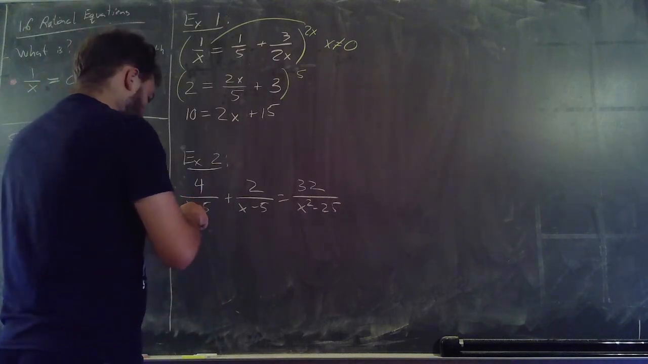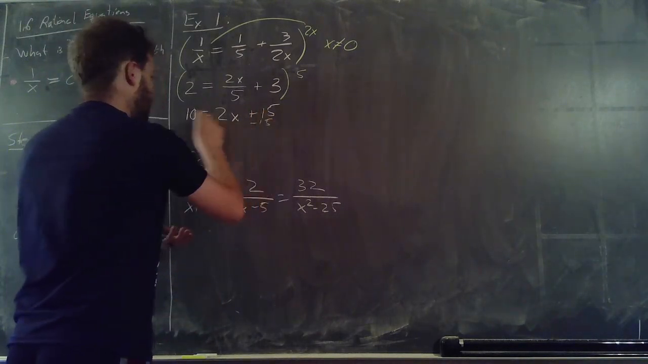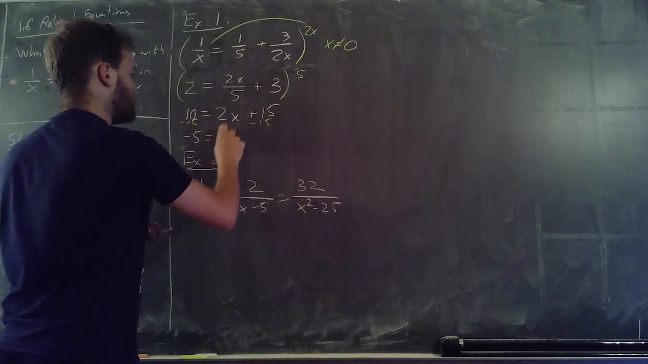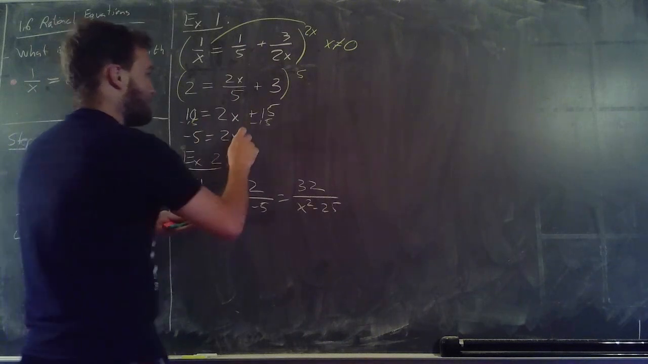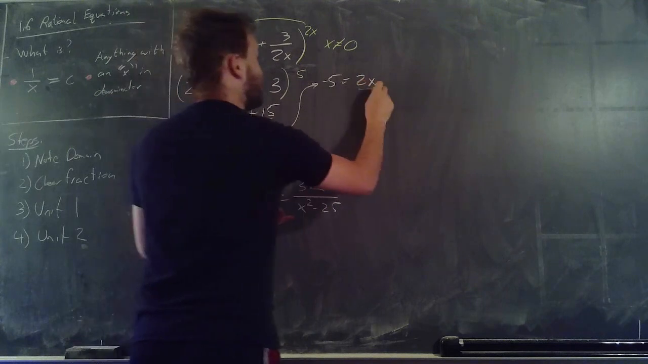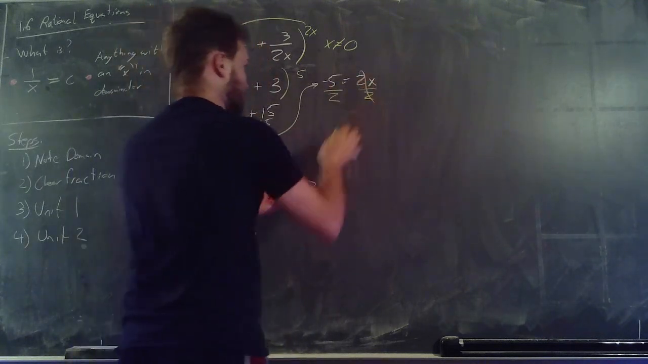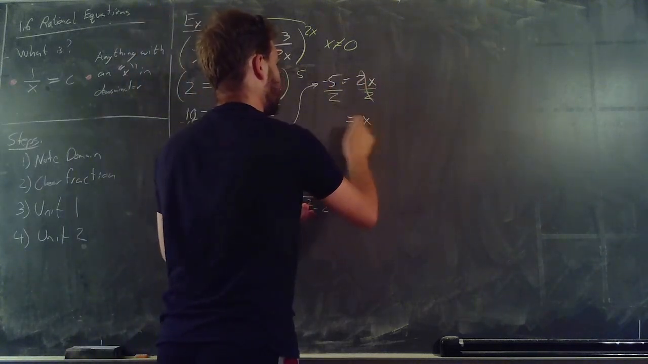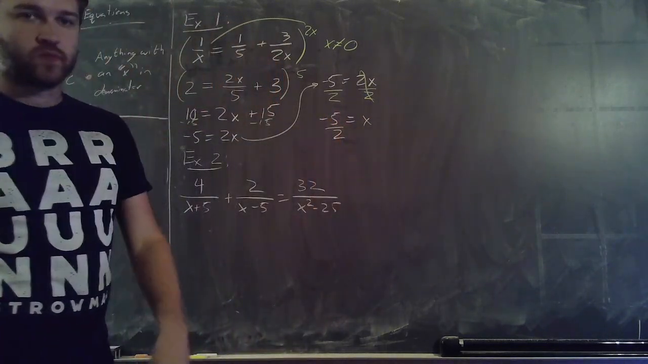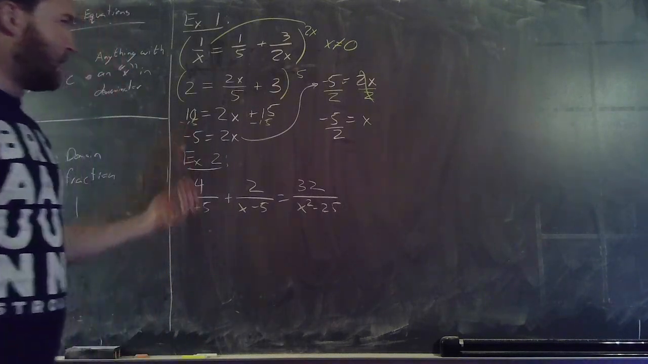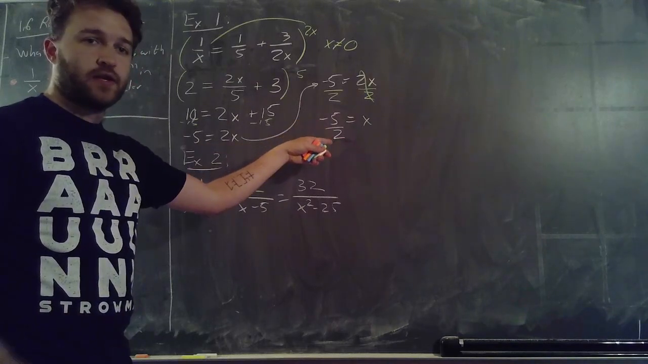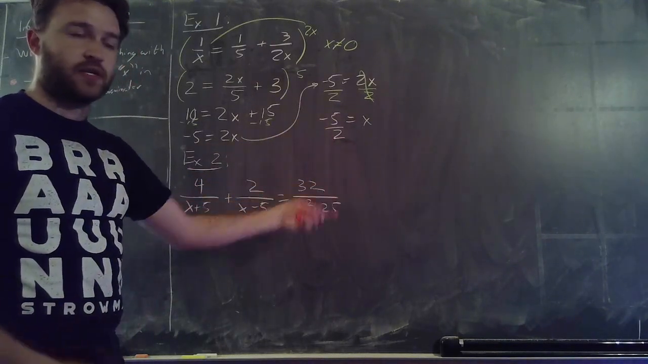I'm going to subtract 15 from both sides, leaving me with minus 5 equals 2x. Then I'm going to divide both sides by 2, canceling the 2 off of the right-hand side, giving me that x is equal to negative 5 over 2. Okay. Now, most of you are used to getting to a statement that x is equal to something, and then you type that into your solution set, and that will work in this particular case.